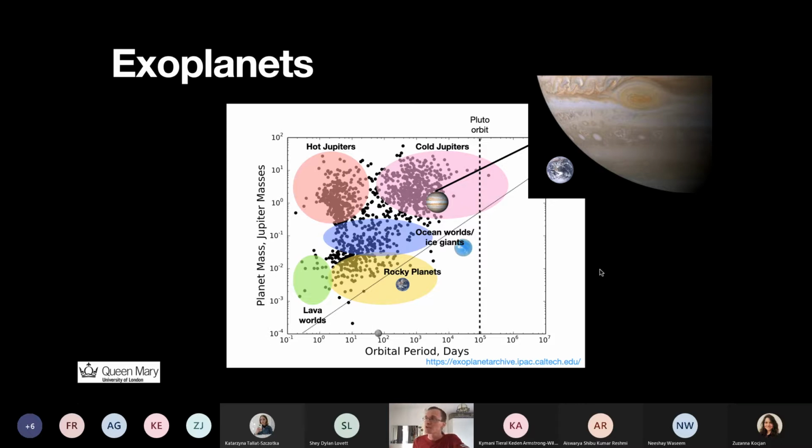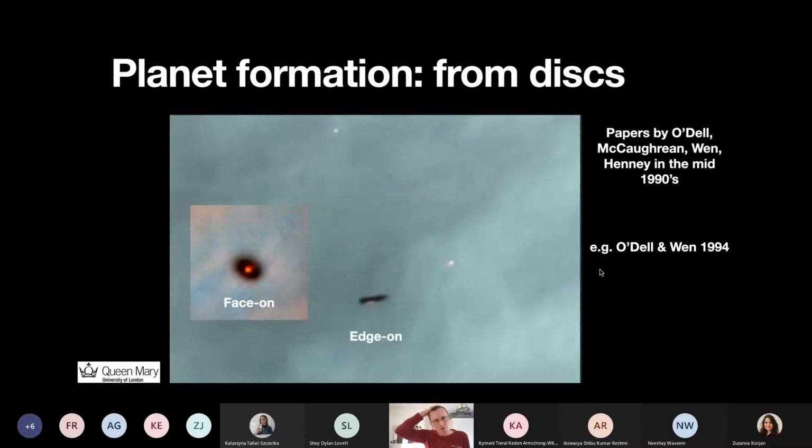And to achieve that, we have to do two things. One is understand how the planets form in the first place, and the other is then understand how they subsequently evolve. And it's the planet formation that I'm mostly interested in. So how do planets form?